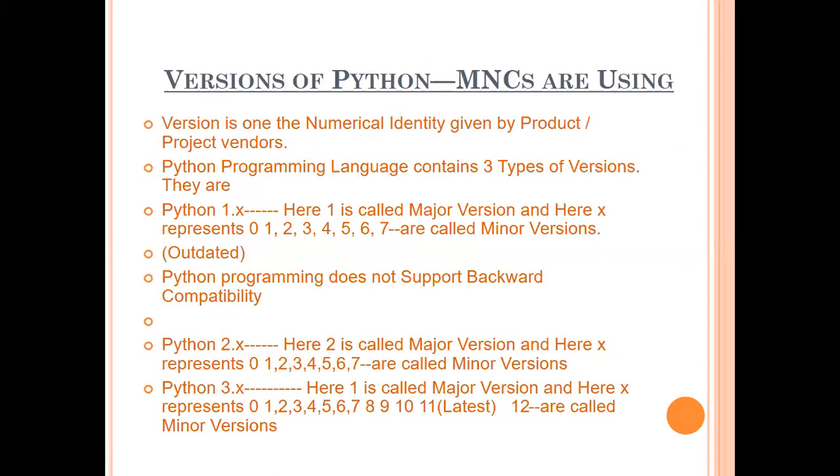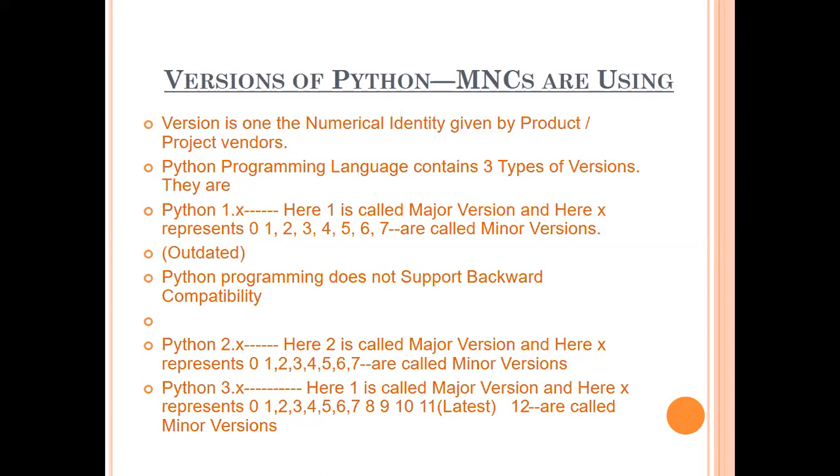Now, versions which the MNCs are using. Version is the numerical identity of the project vendor. We have three types of major versions. One is 1.x, in which 1 is the major version, and whatever comes after the point, like 0, 1, 2, 3, 4, 5 till 7, these are the minor versions. But the 1.x version is outdated and Python does not support backward compatibility.